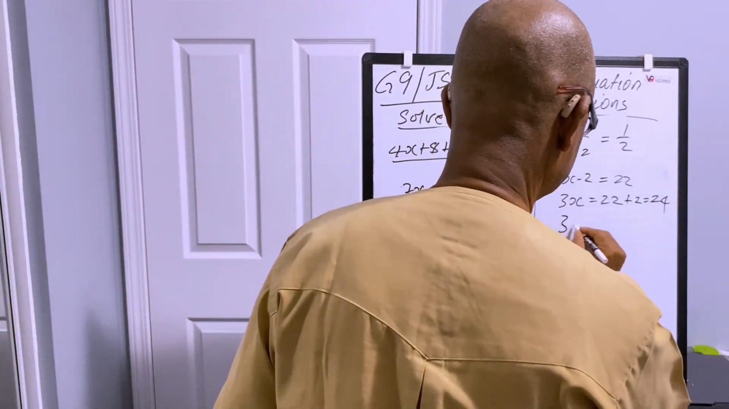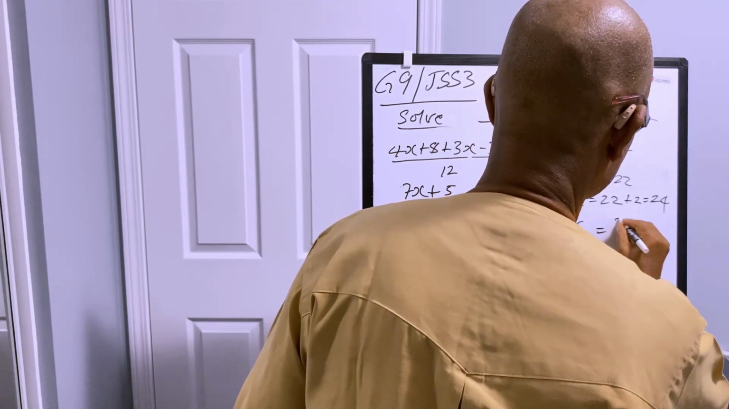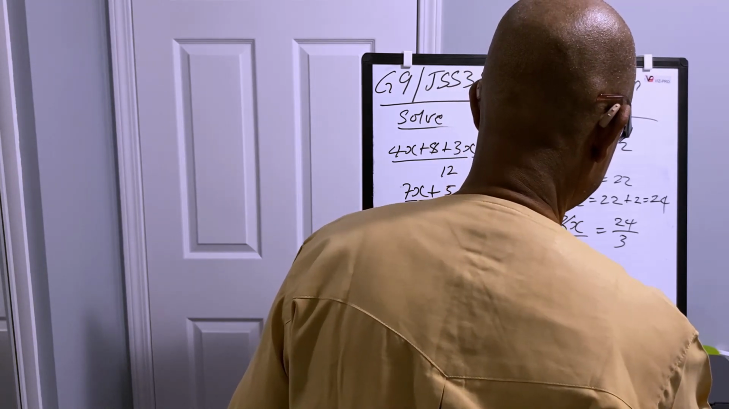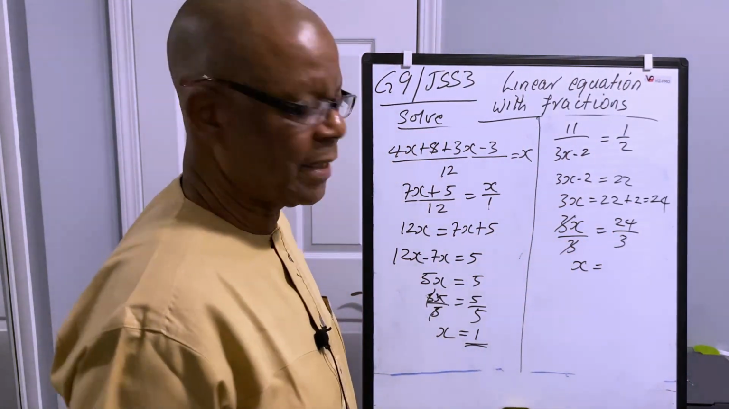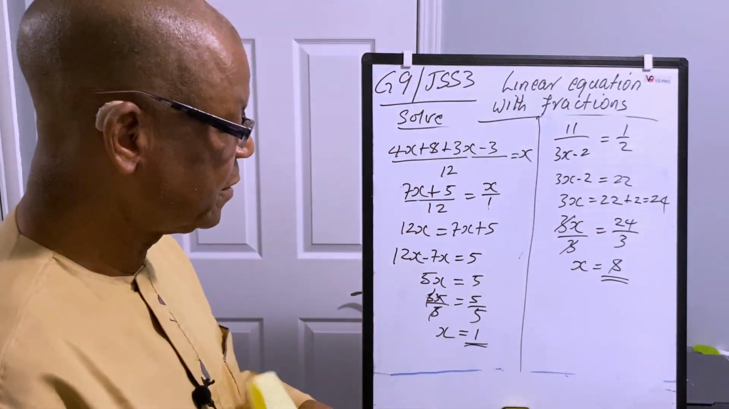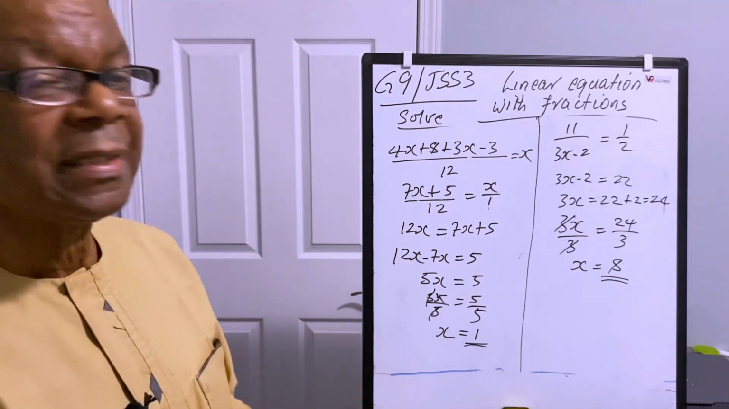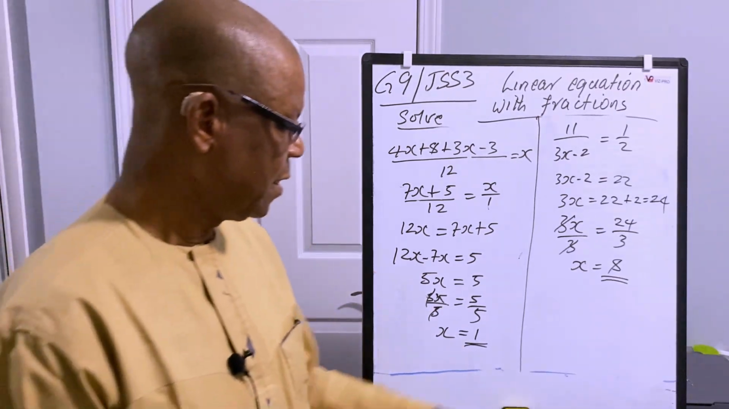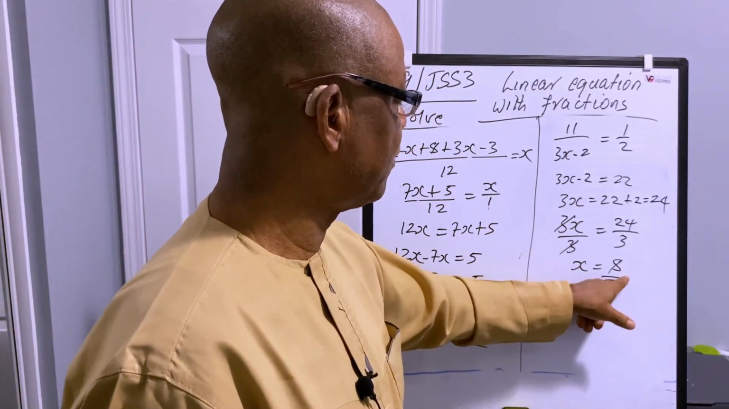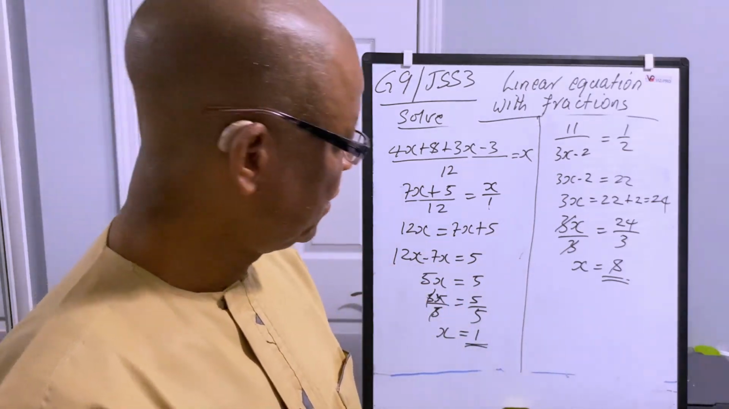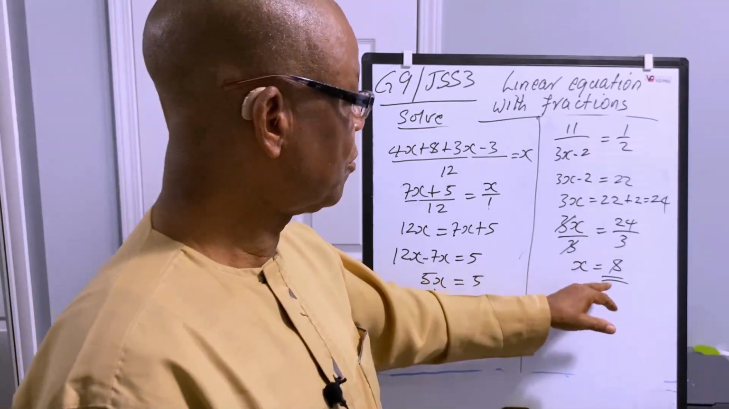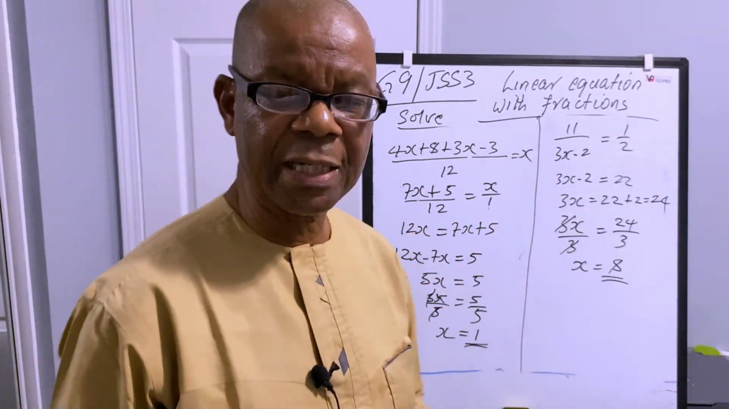So 3x divided by 3 equals 24 divided by 3. So 3 cancels 3, x equals 24 divided by 3, which gives us 8. So we have found the value of x. Remember, in an equation, you can make a check by substituting the value you have found in the original equation. If the answer is correct, the two sides must balance. If it is not correct, the two sides will not balance. That tells you that something is wrong.